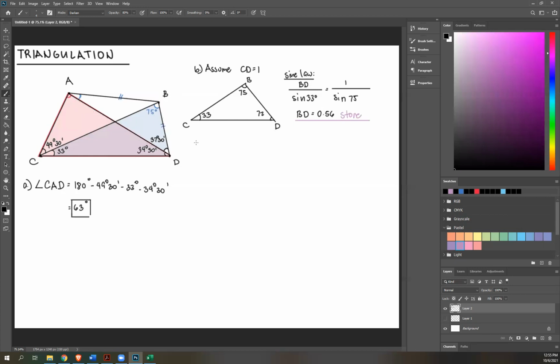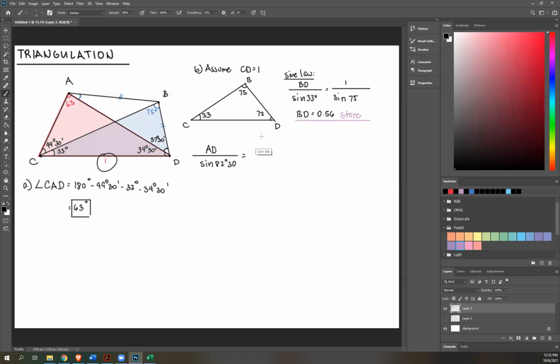To get AD, look at what we have. I've assumed this already to be 1. I got this angle, this angle. I already know this, we've solved for that. So that means I can use sine law. So this is 63. Again, the goal is to get AD. So AD over sine 49, 30 plus 33, that's 82, 30.